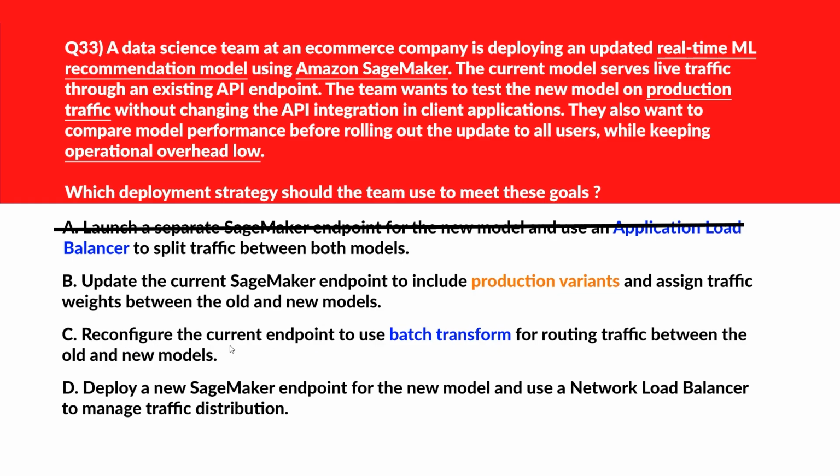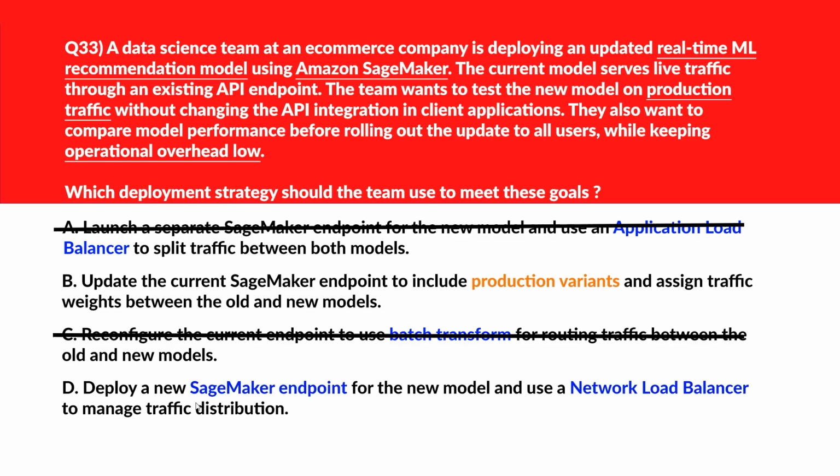C says reconfigure the current endpoint to use batch transform for routing traffic between the old and new models. Batch transform is designed for offline inference, not suitable for real-time traffic. What we need here is production traffic, right? So this is out. Let's move to option D.